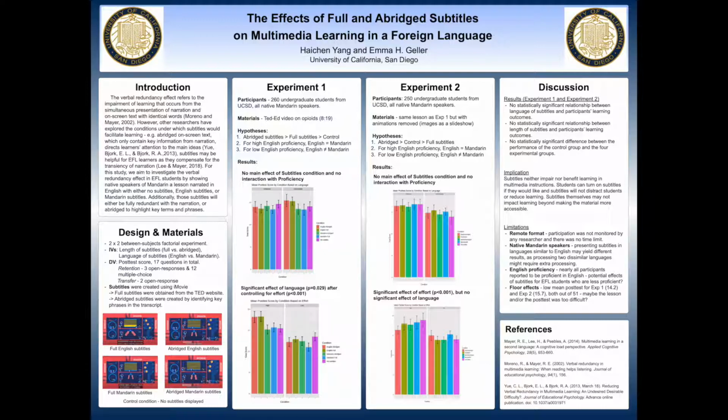First and foremost, since the experiments were conducted remotely during the pandemic, participants' participation was not monitored by any researcher. Second, we only recruited EFL students whose native language was Mandarin. Thirdly, all participants reported to be relatively proficient in English, which prevented us from exploring potential effects of subtitles in the learning of EFL students who are less proficient in English. And lastly, we observed recurring floor effects on the post-test scores for both experiments, which might imply that the lesson we used may have been relatively difficult.